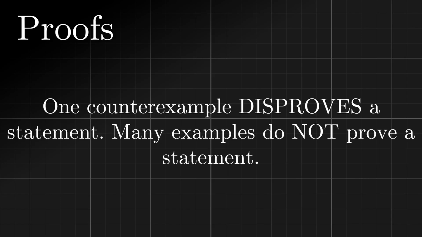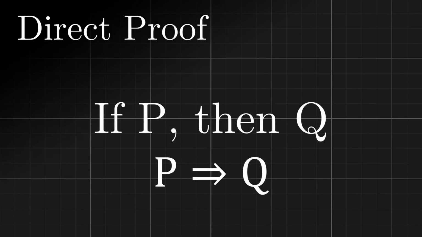Okay, so if examples aren't enough to prove something, then how do we do it? One common method, relevant for both SL and HL, is the direct proof. The idea is quite straightforward. If you want to prove a statement of the form if P then Q, written symbolically as P implies Q, you start by assuming P is true, and then use logical steps, definitions, and previously proven facts to show that Q must also be true.